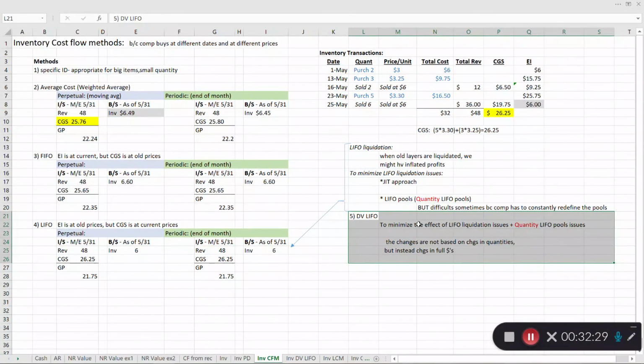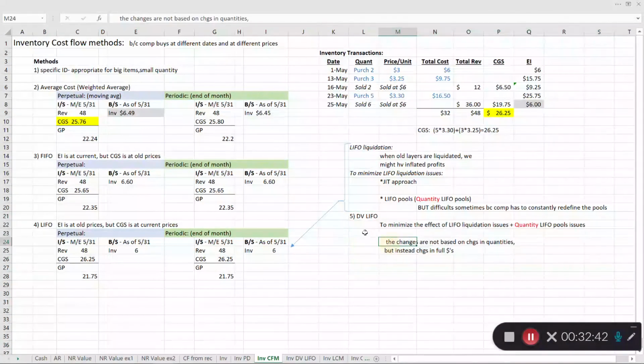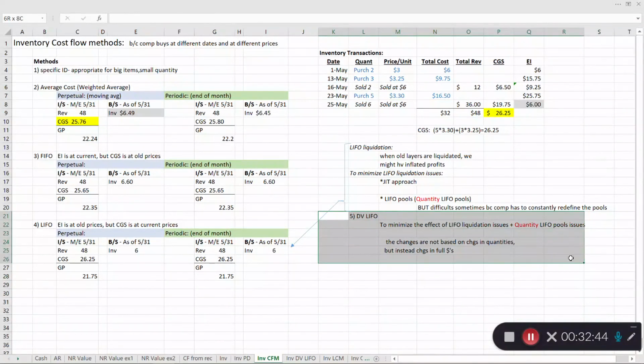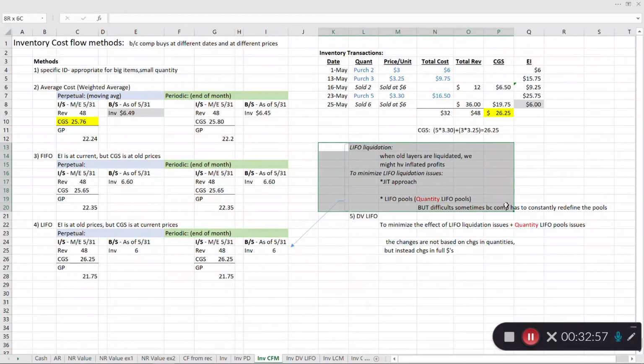And I know it seems very conceptual at this point, and that's why I'm going to do a separate video where I illustrate dollar value LIFO in detail. So the idea is this, that by using dollar value LIFO, it simplifies the accounting for us. It's still a form of LIFO, but by using dollar amounts instead of quantities, we're able to mitigate these negative effects that arise sometimes from LIFO.